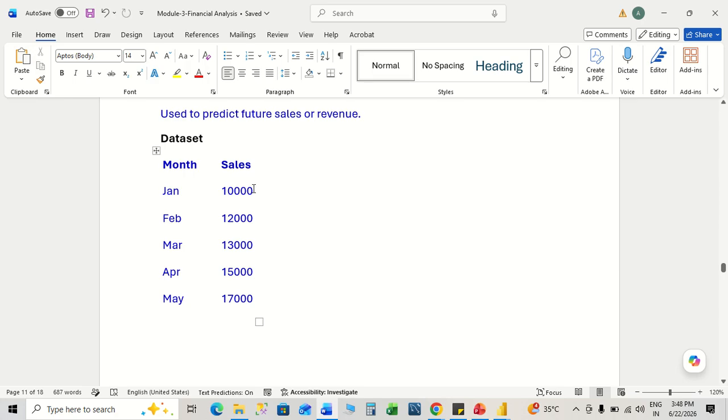And we have values like 10,000. In Jan we have 10,000, Feb we have 12,000, then 13,000, 15,000, 17,000. Is there any pattern in how the sales are moving? I think no pattern. See, from Jan to Feb it improves by 2,000, from Feb to March again 2,000, and then again 2,000. There is no pattern.